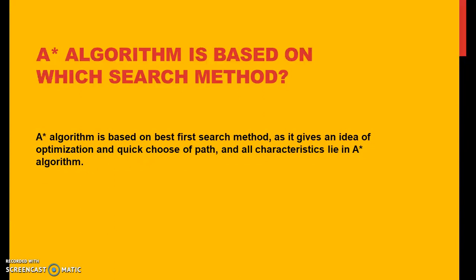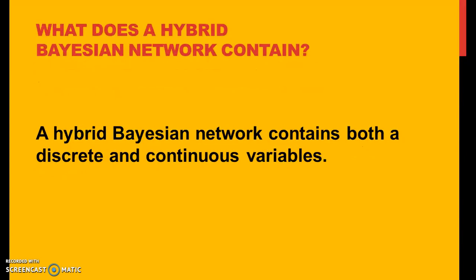A-star algorithm is based on which search method? A-star algorithm is based on best first search method, as it gives an idea of optimization and quick choose of path, and all characteristics lie in A-star algorithm. What does a hybrid Bayesian network contain? A hybrid Bayesian network contains both discrete and continuous variables.